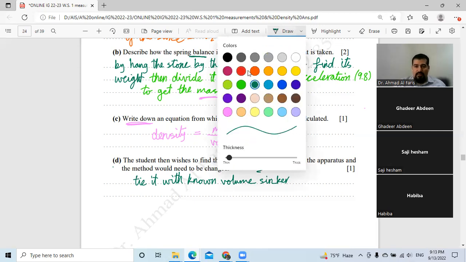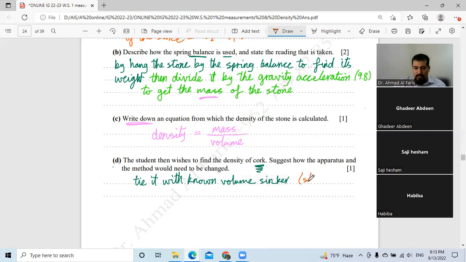The stone here, we already found how much its volume is in part A. So we can tie the stone as a known-volume sinker with what? With a cork. And we do the experiment. So we can find how much its volume is and its mass, of course. Tamam? Good? Did you get the idea?